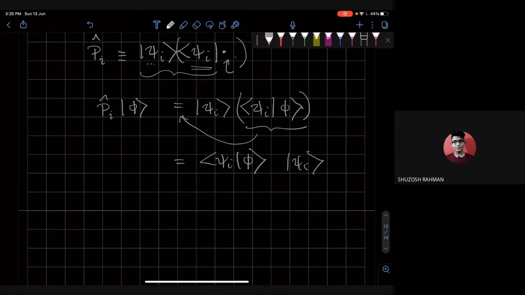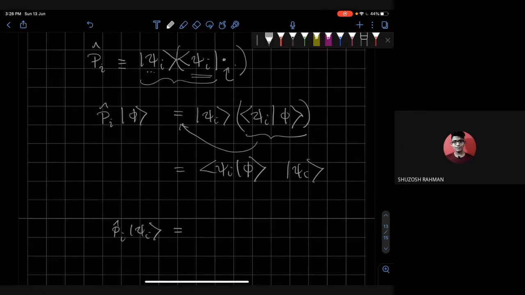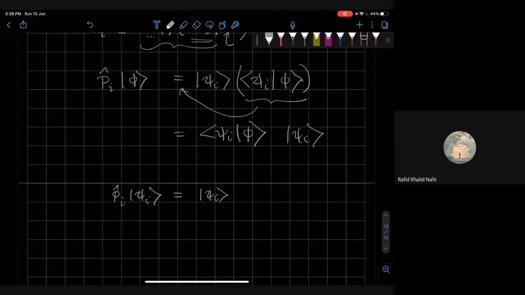Okay, so if I apply P_i on psi_i, what should I get? Can someone tell me? The same thing. The thing itself. What is the thing? The ket psi_i. I should get psi_i itself, right? Given that it's normalized, of course. Otherwise you'll get some constant. But if P_i is applied on psi_j, where i is not equal to j, then what will we get? Zero. Exactly. Is that clear?